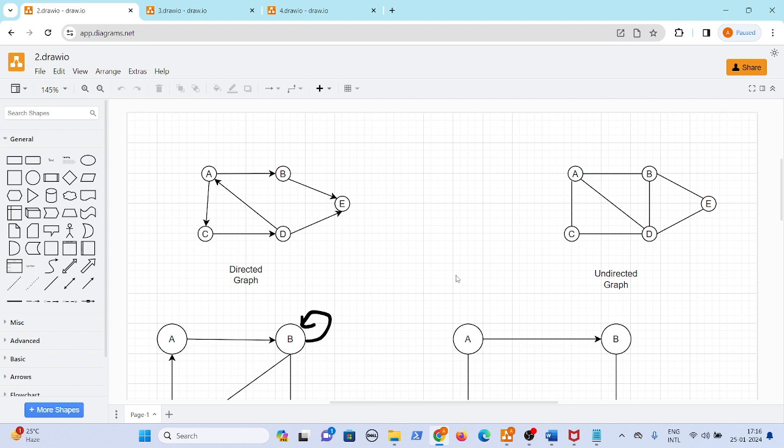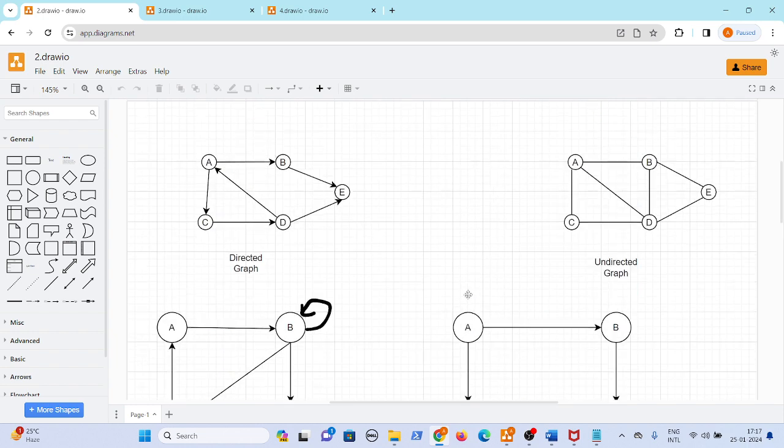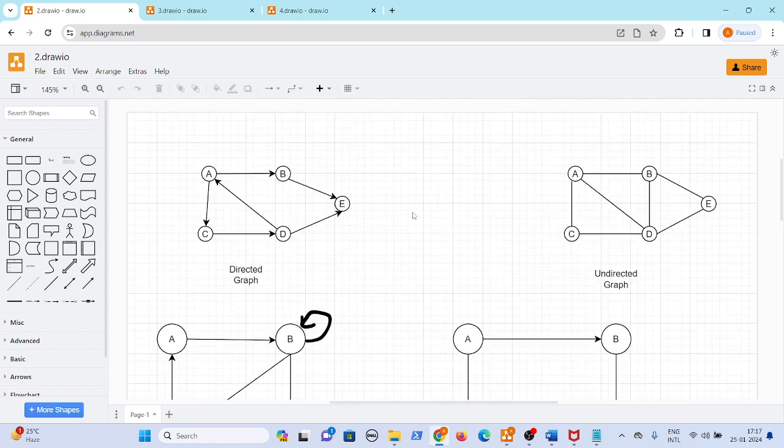Coming to the kinds of graphs, there are multiple types of graphs, but we will not talk about all of them. Since our course is mainly related to data structures and algorithms, we will cover only the main kinds of graphs. So graphs are categorized based on direction.